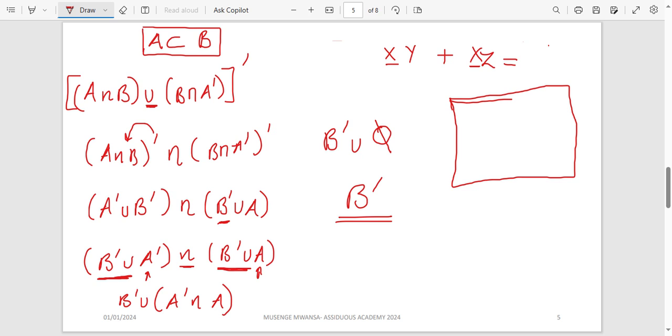So we could not have factored out A because in one bracket you have got A complement, in the other one you have got A. So they are not common, so you can't factor them out.